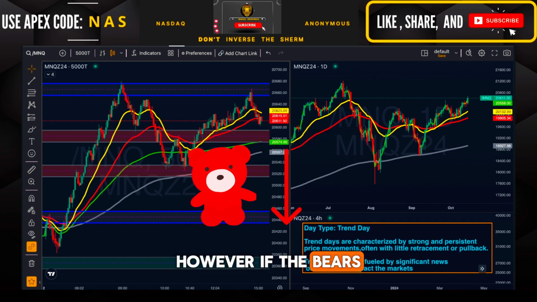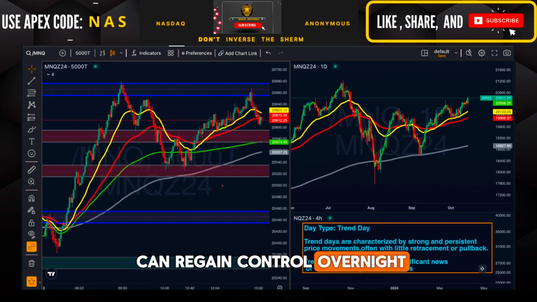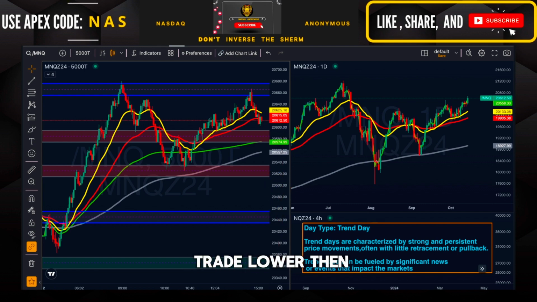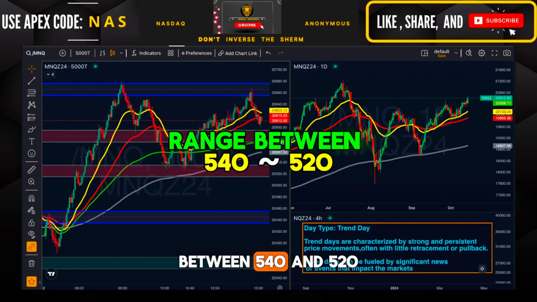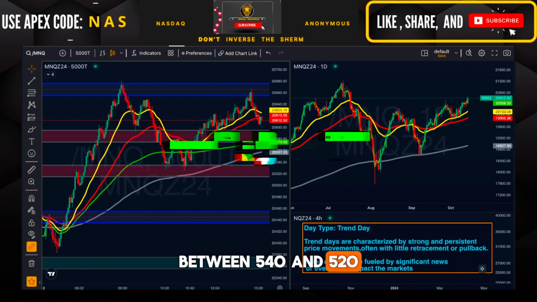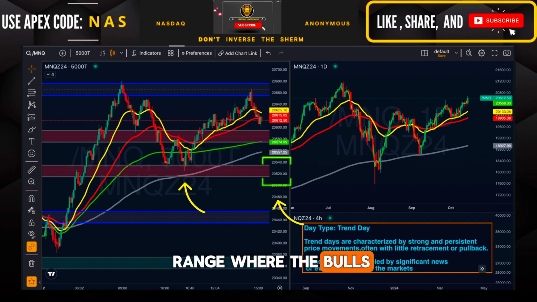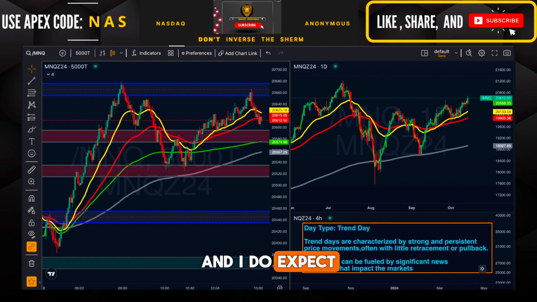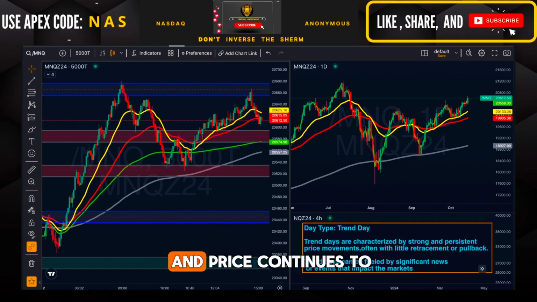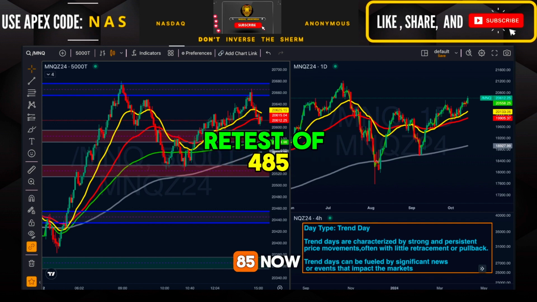However, if the bears can regain control overnight and price begins to trade lower, then I'll be watching the reaction when price trades within a range between 540 and 520. Because this is the range where the bulls found support earlier in yesterday's session, and I do expect for the bulls to step up at this area to buy the retest. But if they fail to hold this area and price continues to trade lower, then I'll be watching the reaction when price retests the level at 485.